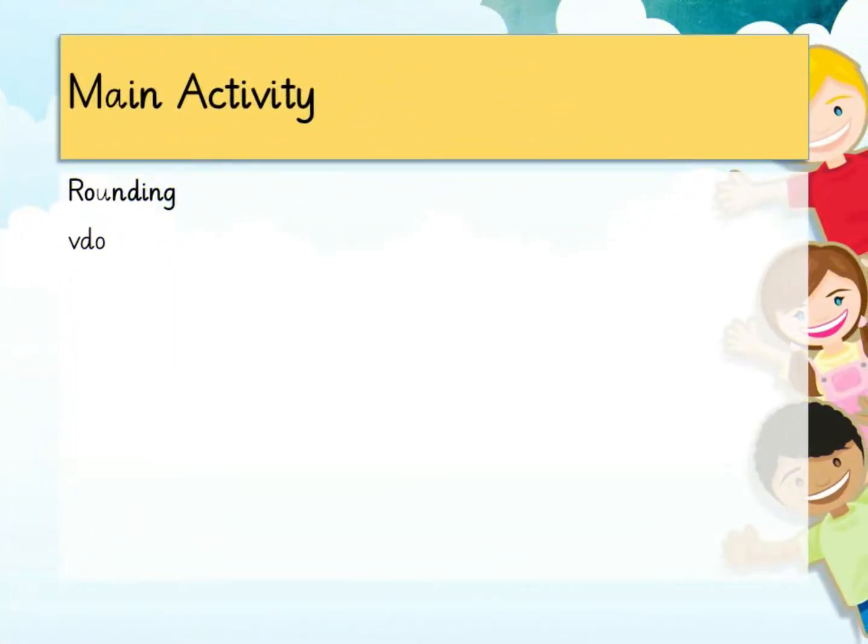Now this is the time to watch a video for rounding. Children, watch the video carefully and relate all the given details of the video with the points and activities done so far.